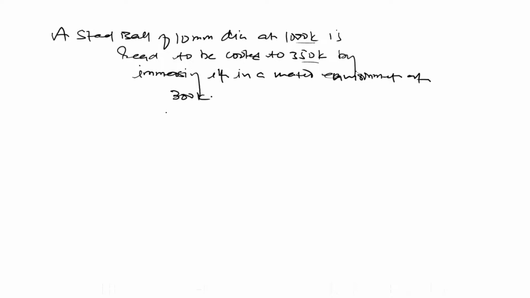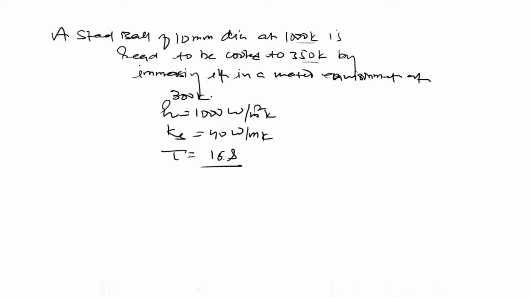The heat transfer coefficient is 1000 watt per meter square per Kelvin. K of steel is 40 watt per meter per Kelvin. The time constant for the cooling process is 16 seconds. Thermal time constant is given to you. Find out the time required to reach the final temperature.